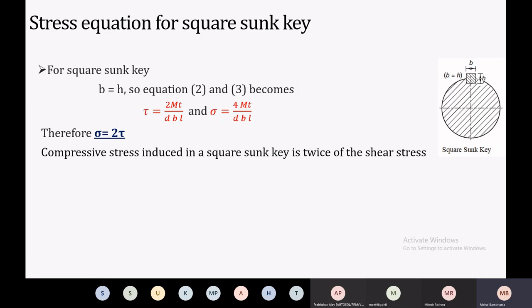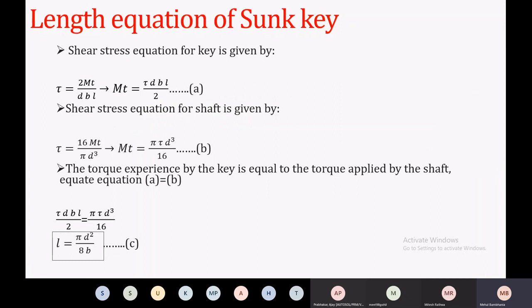Now, when we refer to the design of a key, definitely we are interested in finding out the dimensions. The dimensions are either the length, the width, or the height h. So let's move to that. Basically, let's choose the length. The length equation of the key can be derived in this way.